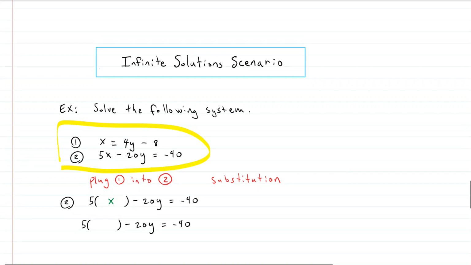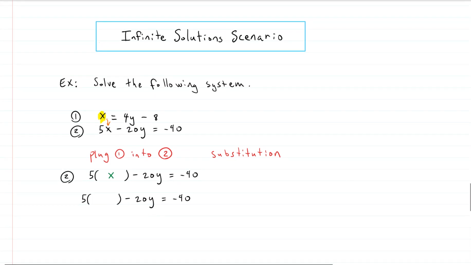Here's our system. We have an equation 1 and equation 2. If we're looking at these equations, we want to get rid of a variable, right? We can see that it's kind of convenient for us because, look, equation 1 is already solved for x. So why don't we just take that x that's already solved and plug it into the x in number 2. So we're going to take equation 1 and we're going to plug it into 2.